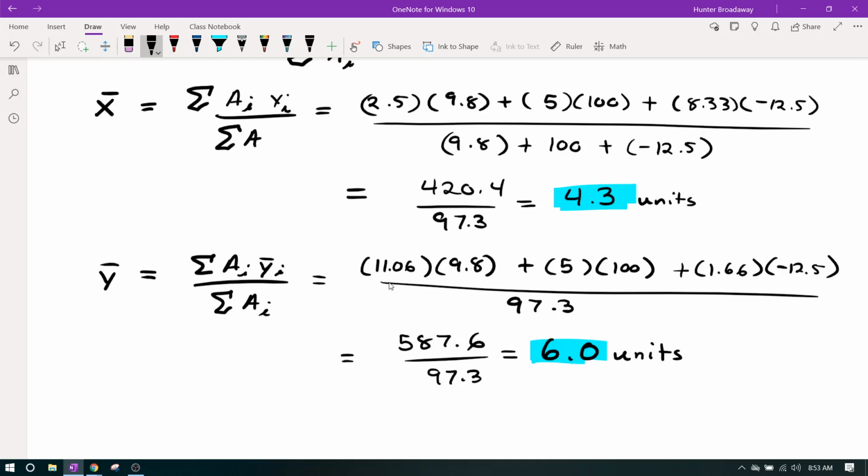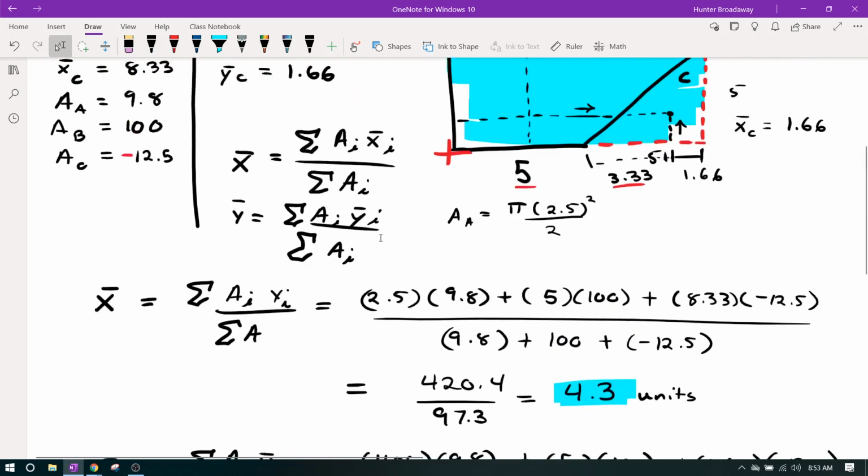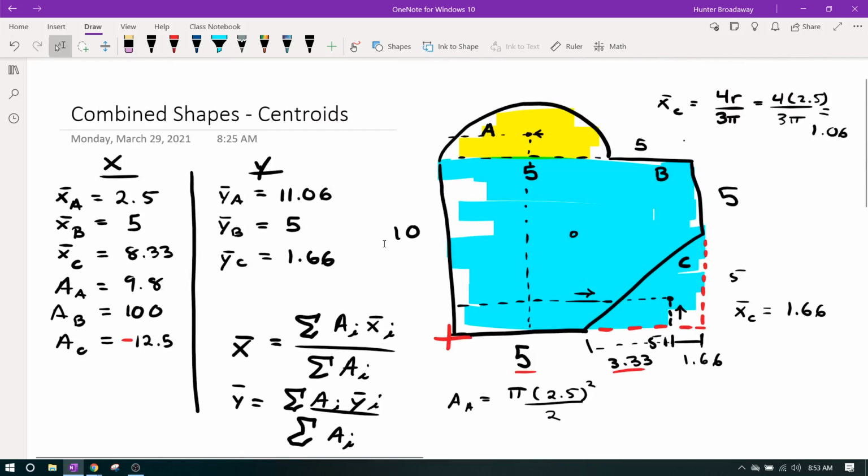Okay, and then we can go back up and look at the shape and see if that makes sense. 4.3 and 6. So if I were to look up here and go over 4.3 and up 6, that would put us about right here. So my guess wasn't too terribly far off, which is probably a good thing. It makes sense to me that the center of mass in the y direction is going to be above the 5.0 point because there's a big semicircle sticking out of the top. So that does actually make a lot of physical sense.